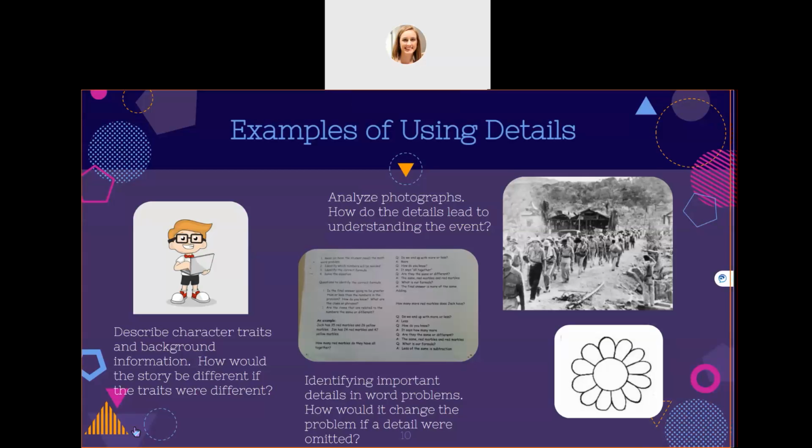when you describe character traits and background information. How would the story be different if traits were different in that character? Identifying important details in word problems in math. How would it change the problem if a detail were omitted? And looking at photographs from history or any photograph and looking at all the details. How do those details lead to understanding about the event that's happening?